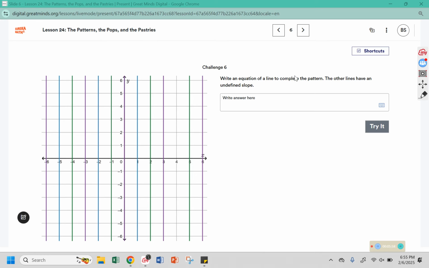Write an equation of a line to complete the pattern. The other lines have an undefined slope. So that would mean in our format, we either have a y equals line or an x equals line, and we're missing the other variable. Think back to the lesson where we learned about vertical and horizontal lines. Well, we want the x value to be 4.